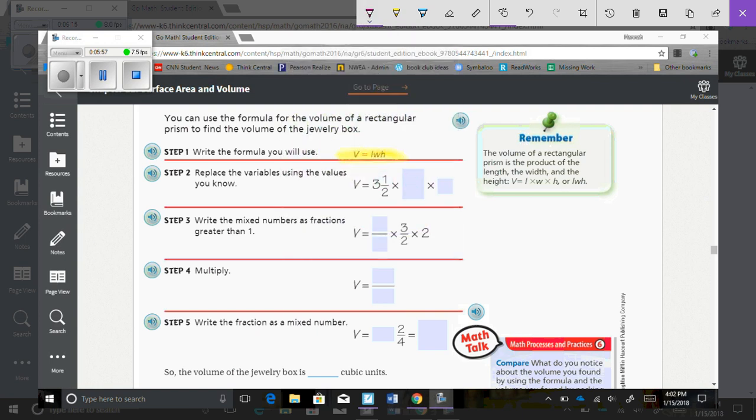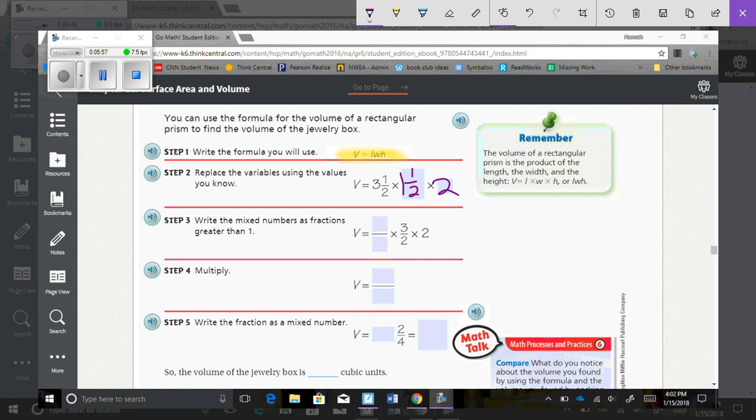So we replace the variables using the values that we know. So we know the volume is 3 1/2 times, let me get back to the problem. So 3 1/2 times the width, which is 1 1/2, times the height, which was 2. Okay, so all I did, just like we did with area, was write the formula and then plug in the numbers that we knew.